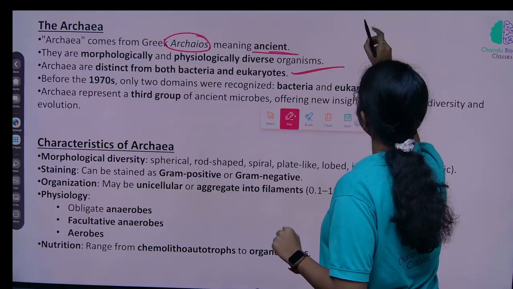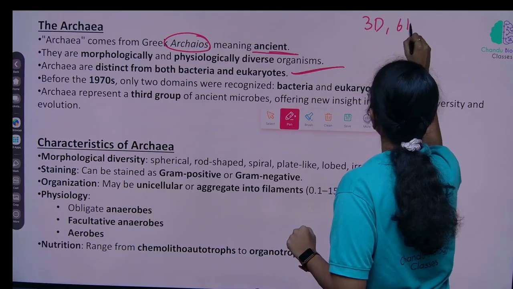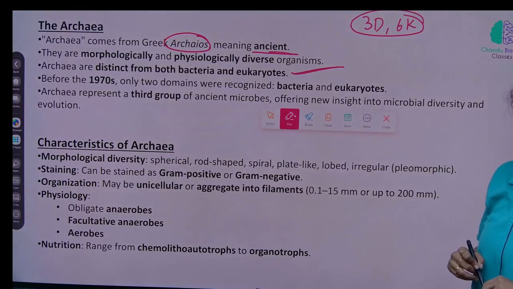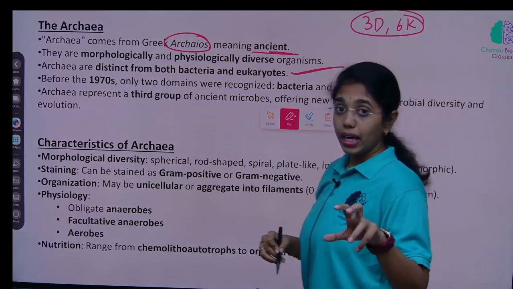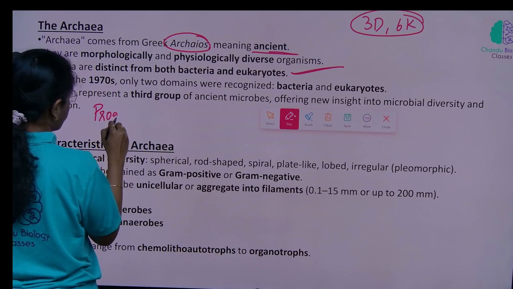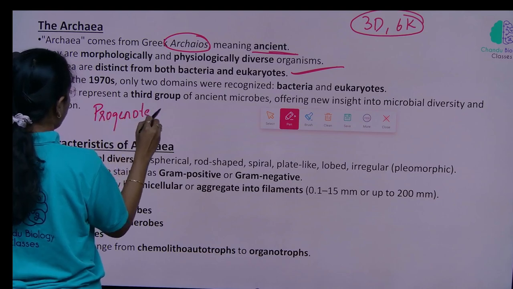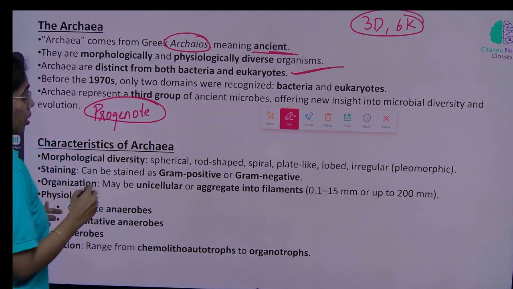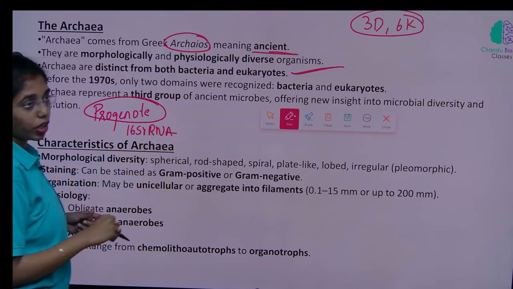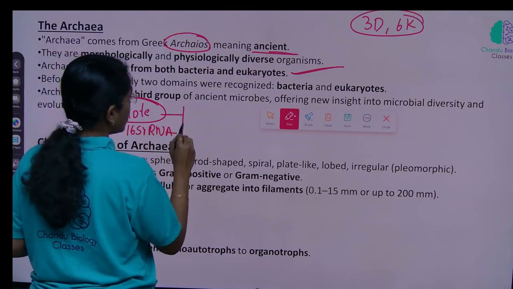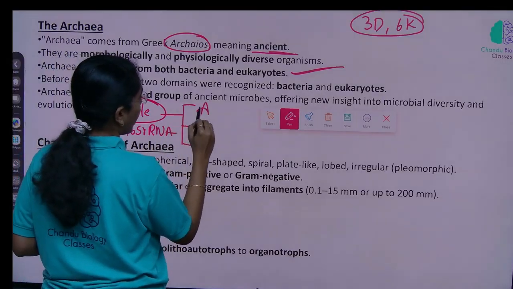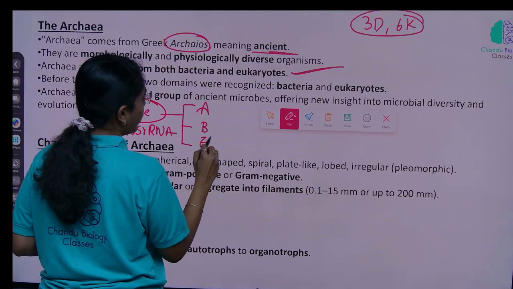the 3 domain and 6 kingdom system of classification by Carl Woese. Okay, Woese has given the 3 domain and 6 kingdom system of classification, where initially he has said that there is a common ancestor called progenote. Progenote is the common ancestor because it has 16S rRNA, which is common in all the 3 domains. And what are the 3 domains for which progenote is the common ancestor? The 3 domains include archaea, bacteria and eukarya.